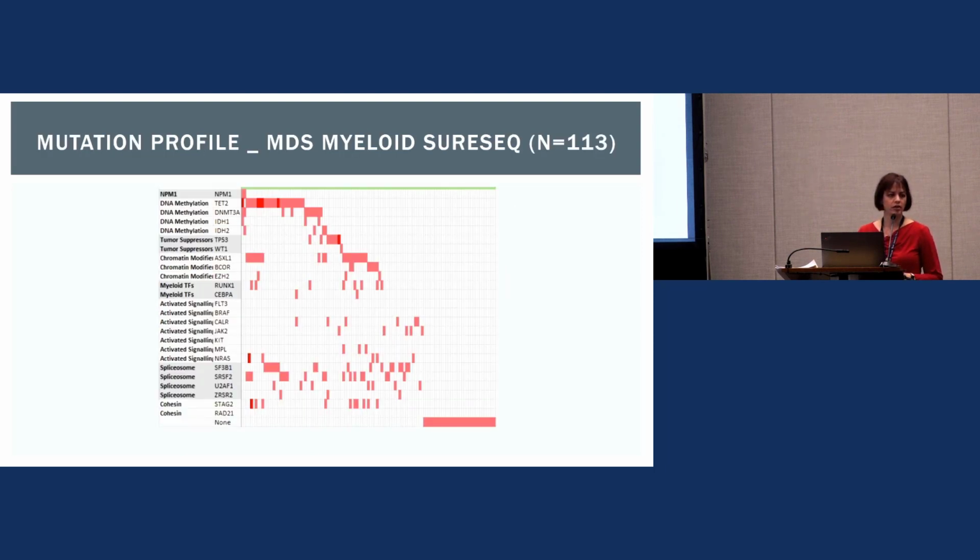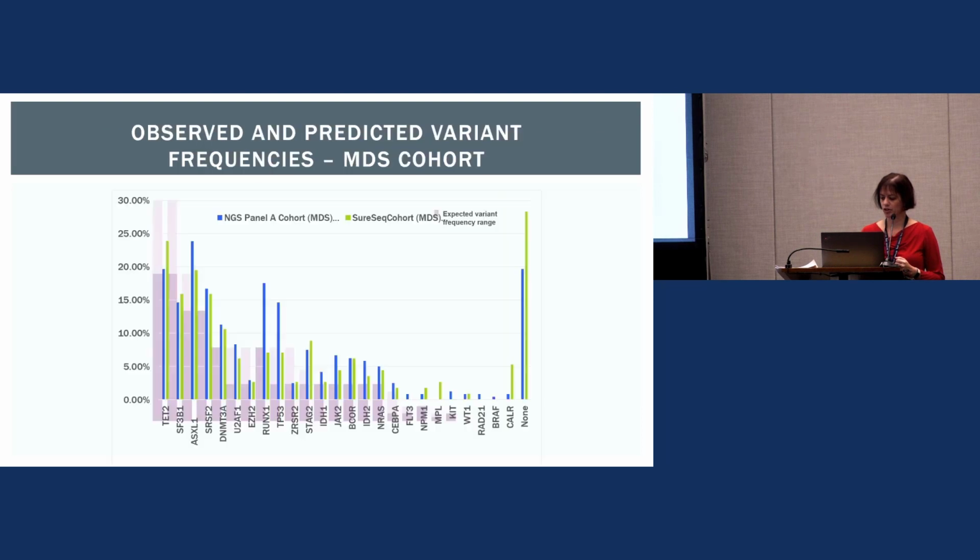We did a similar analysis in MDS, where we looked at the profiles of variants found in our patients. Our cohort at this time is 113. We are prioritizing our AML analysis, so we have more of our cohort being AML. We have sequenced just about the same number of MDSs, but haven't quite got through all those analyses. But again, these profiles are very similar to what we'd expect in the literature.